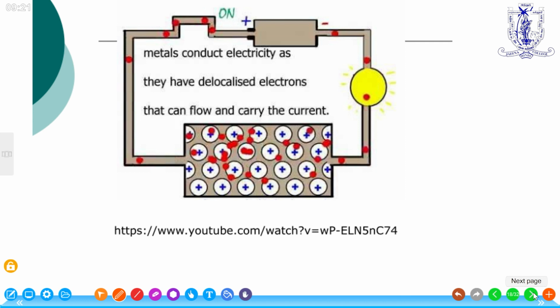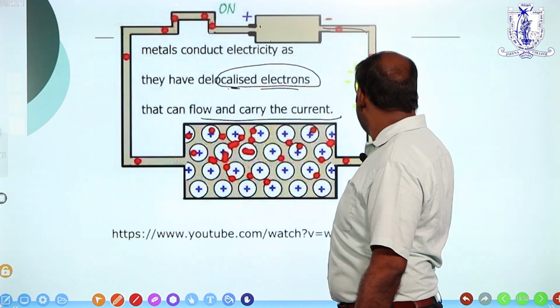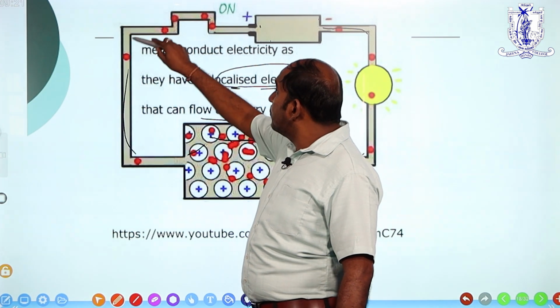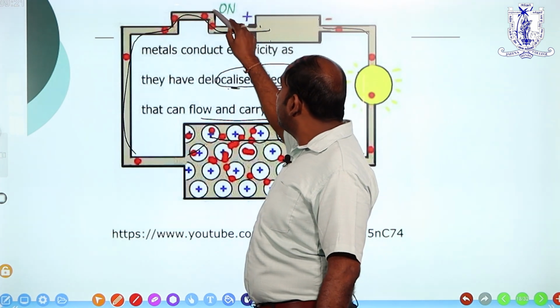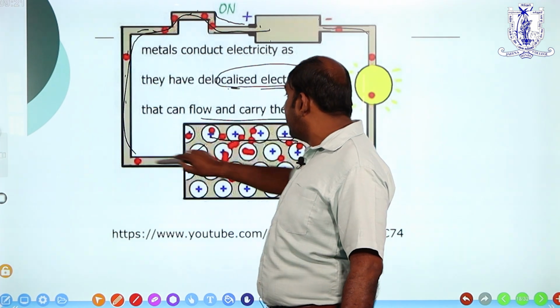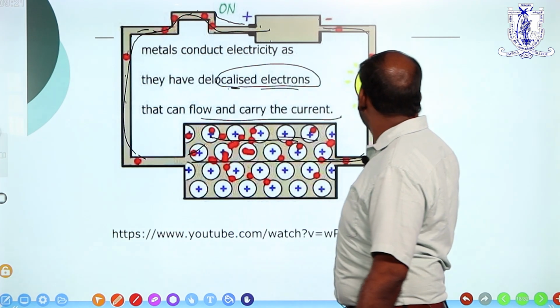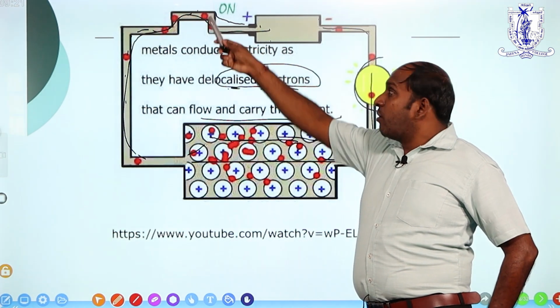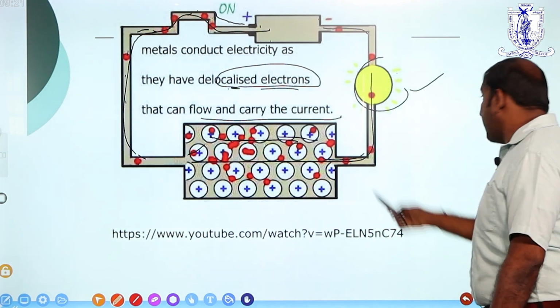Here is an example: when the switch is on, the battery provides the voltage. Metals conduct electricity because they have delocalized electrons, meaning free electrons that can flow and carry the current. Here the potential pushes this electron, it moves, and the next one moves too. The current passes through the conductor and lights the bulb. This is the closed circuit.